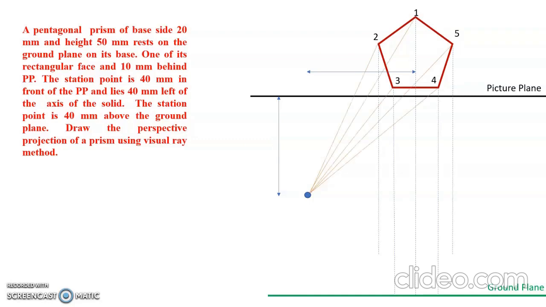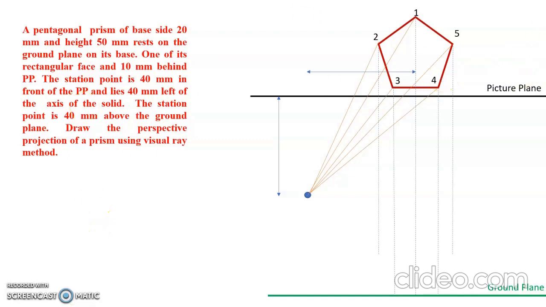and I have connected all the corners of the pentagon. These are the steps we need to follow. First I have drawn the picture plane and then the top view. The top view is 10 mm behind. So we need to draw the solid, that is the pentagon, 10 mm behind.